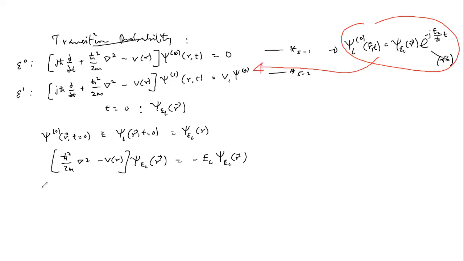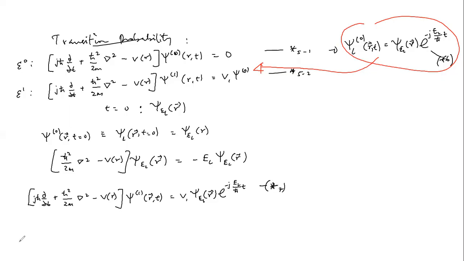then we will get j h cross d/dt plus h cross squared over 2m plus some form, which should be the same as V sub 1 psi L of r vector, e to the minus j E L over h cross t. So let's say we have the seventh equation.